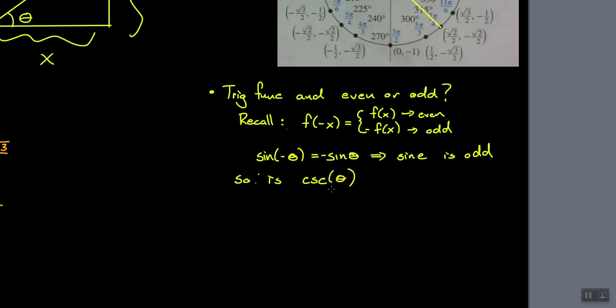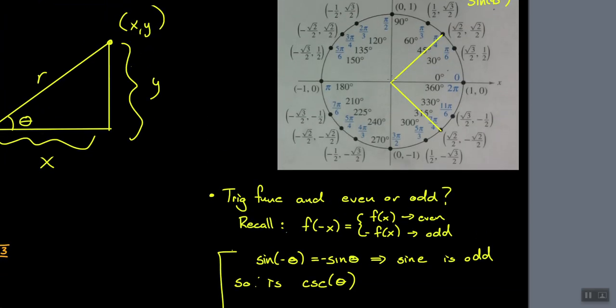Sine and cosecant are both odd, because if it's just a reciprocal, I know that the same sign change is going to happen. Okay, if we contrast this, I'm going to leave a little blank space here. I want us to think about the same thing with cosine. Riley, give me any angle that you want to talk about the cosine of.